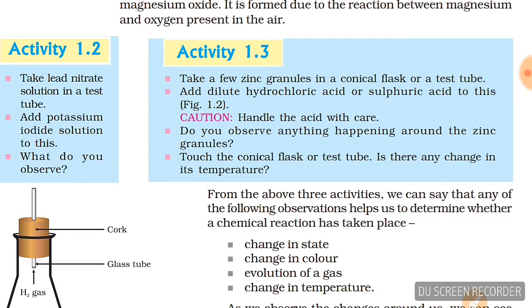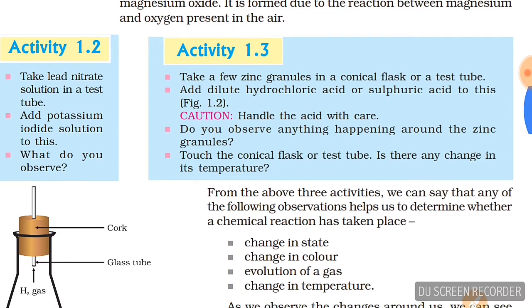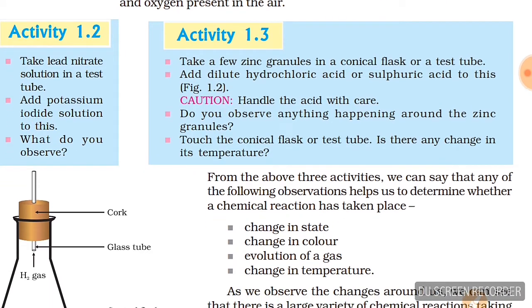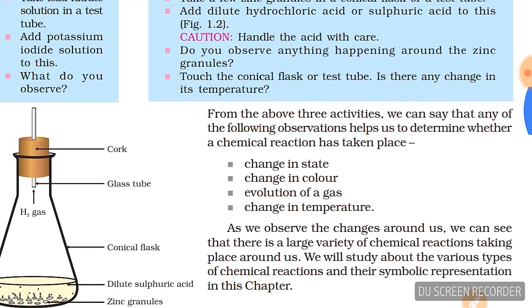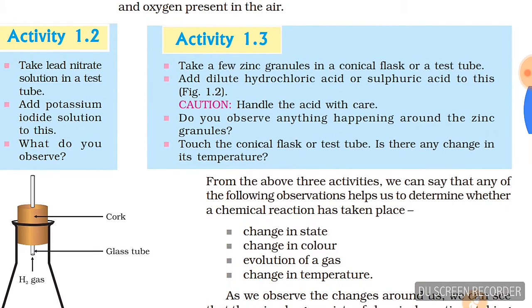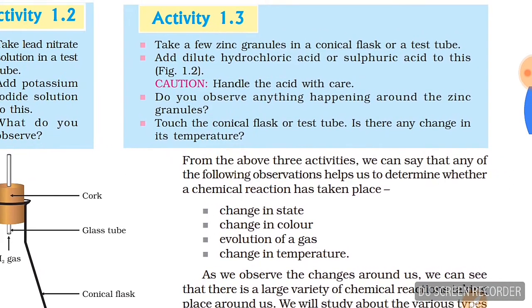Now we will move towards activity number 1.2. It is basically we are taking lead nitrate and potassium iodide. When we take lead nitrate and potassium iodide, they both will react, and what will happen? It is actually a double displacement reaction. This also we will see in the previous slides. Now in activity 1.3 they have given zinc granules, we are taking them in the conical flask and then we are adding hydrochloric acid.